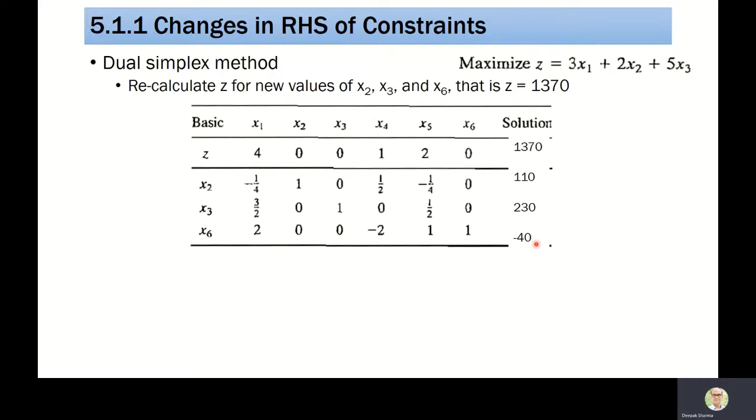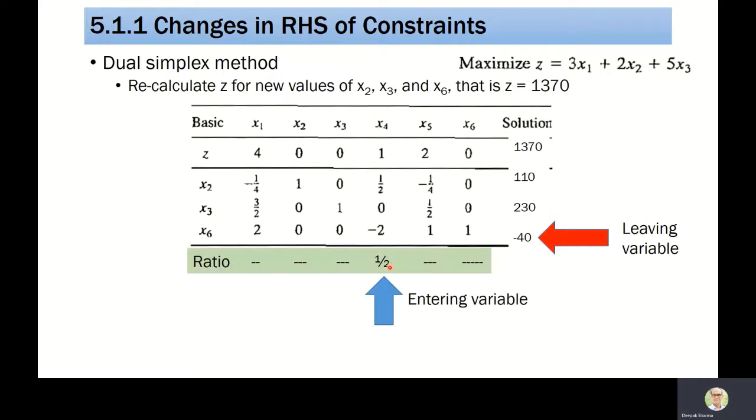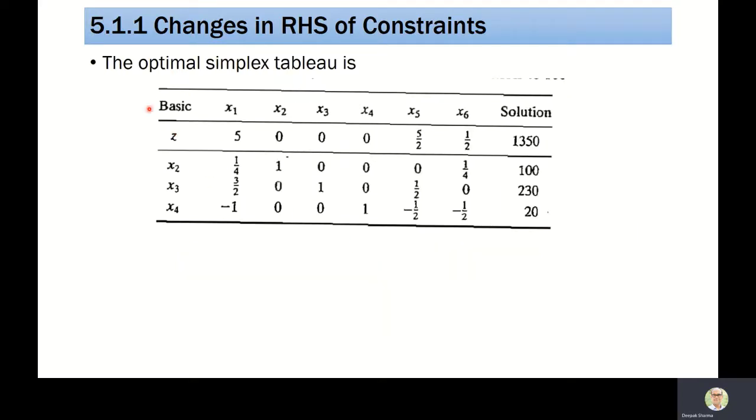Now we know that the dual simplex method says that the most negative one is going to be the leaving variable. Then we can find the ratio. We can say x4 is going to be the entering variable. By applying the dual simplex rules, we get this optimal simplex table.